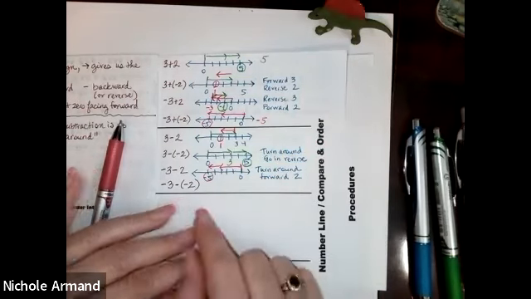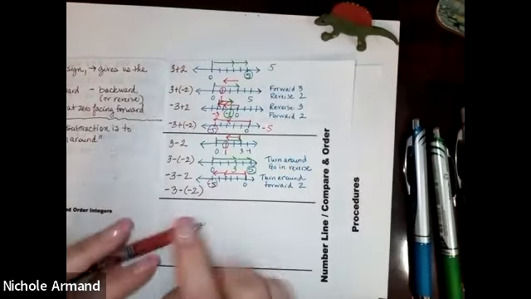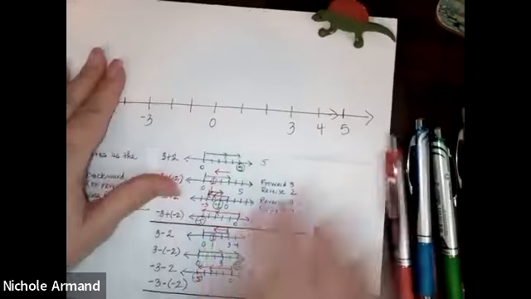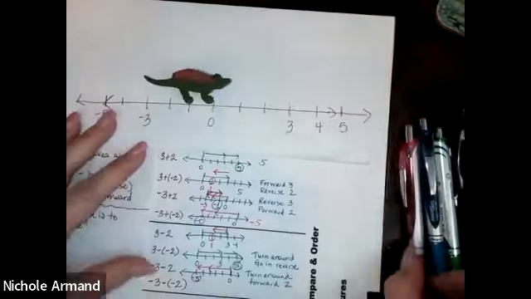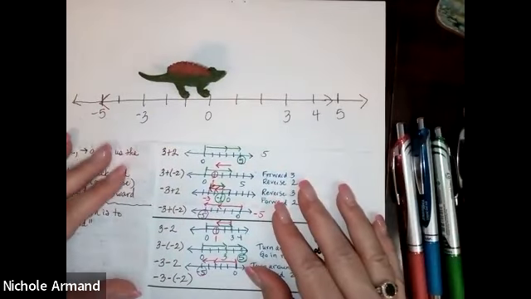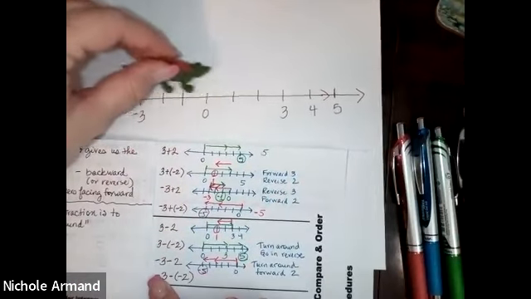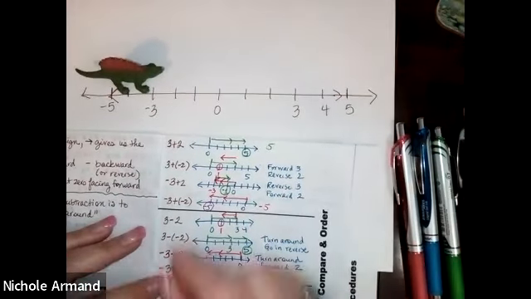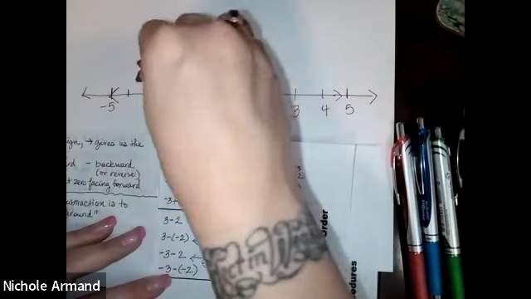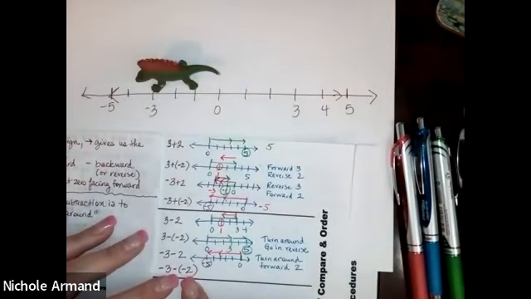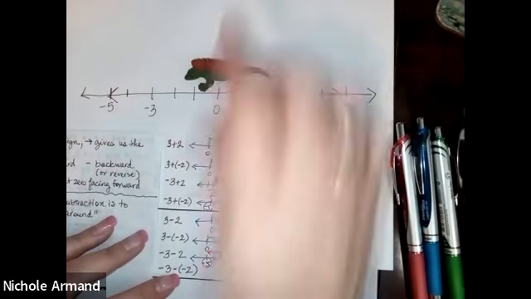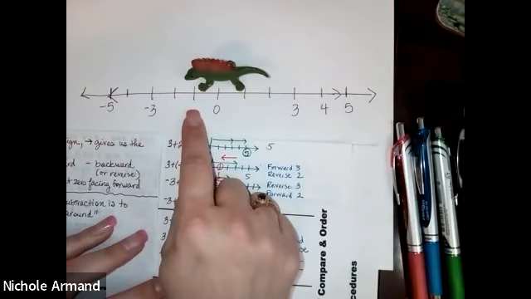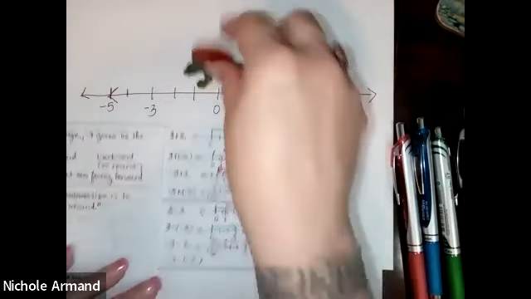Okay, let's see how to model -3 minus -2. So here's our dinosaur. He starts out facing forward at 0. And the first thing we're going to do is -3. So he moves backward 3. Then he is going to turn around for the subtraction sign. So he's at -3. And then what is he subtracting? -2. So that means he has to move backward 2 spaces. So 1, 2, and he ends up right here at -1. So let's draw that in.